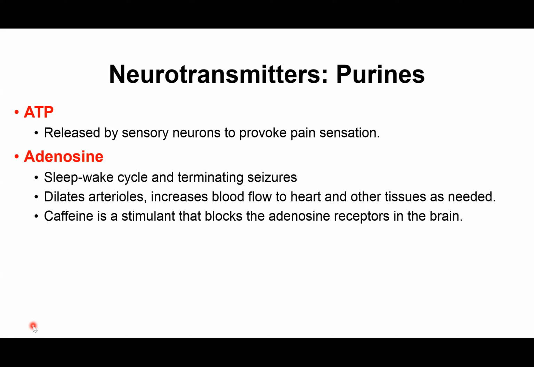And an interesting thing about adenosine is that it's actually blocked by caffeine. So caffeine is a stimulant that's going to block the receptors for adenosine in the brain. And because adenosine is responsible for maintaining our sleep-wake cycle, too much caffeine can disrupt that sleep-wake cycle.